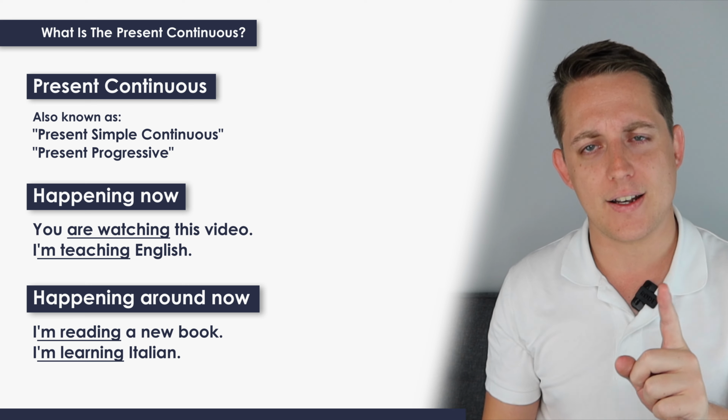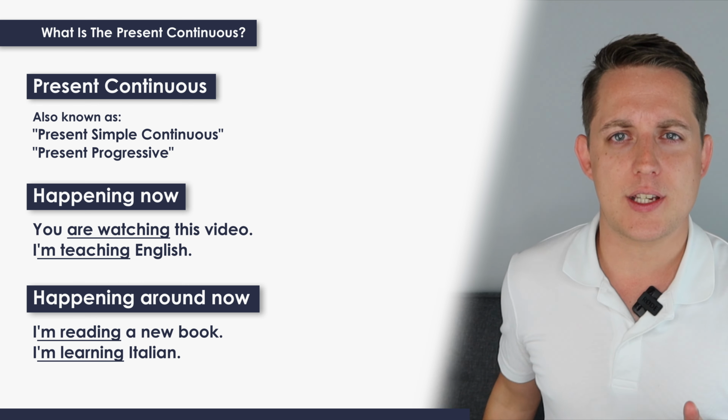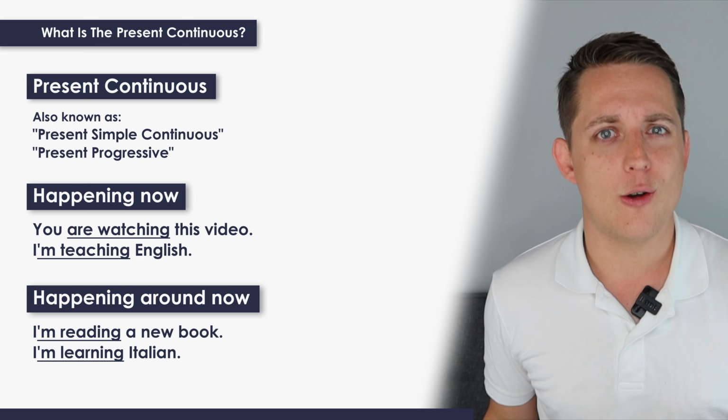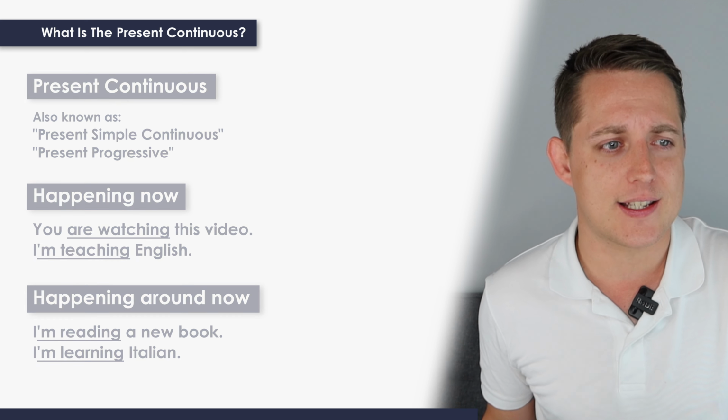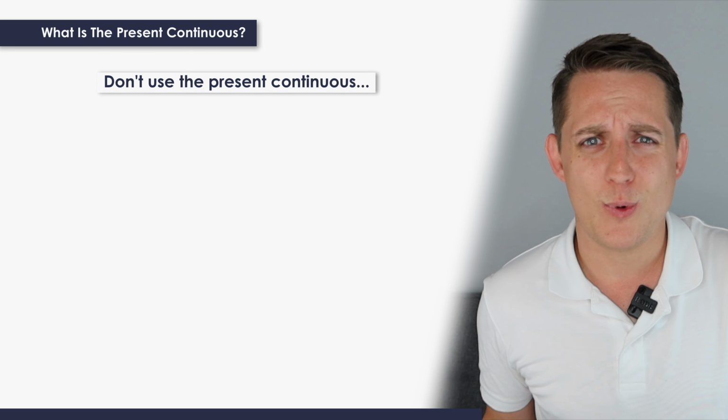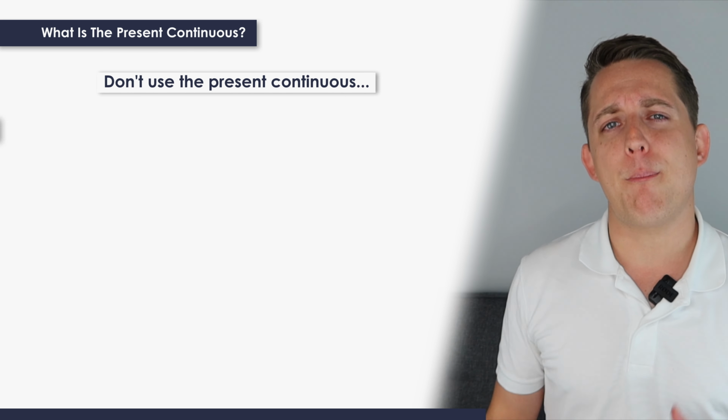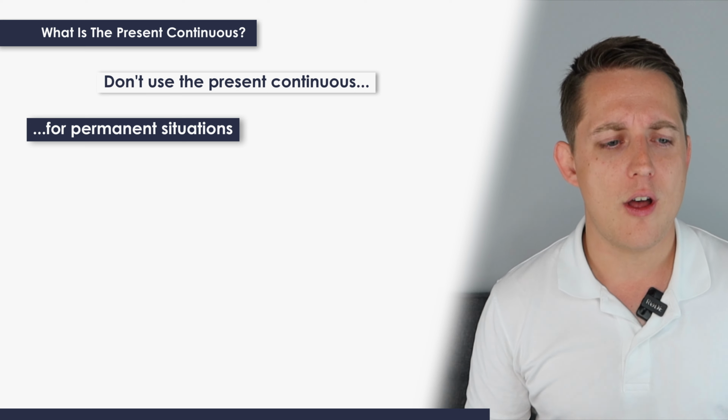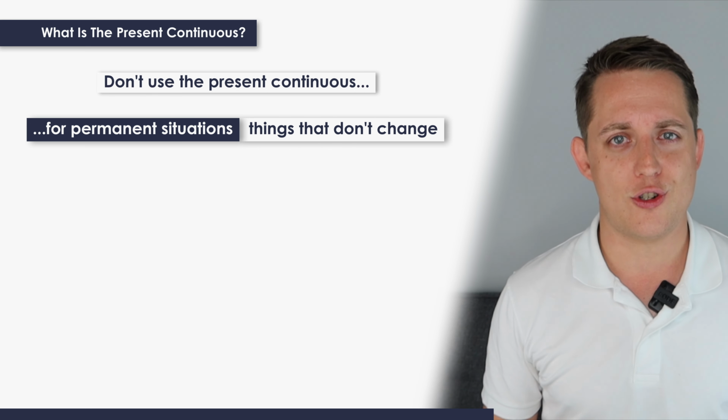Now you know that we use the present continuous for things happening right now and around now. But there are some times where it feels like we should use the present continuous, but actually we shouldn't. Like with permanent situations or things that don't change.